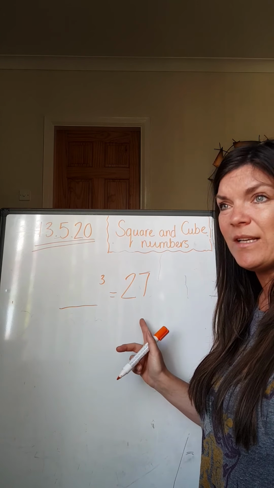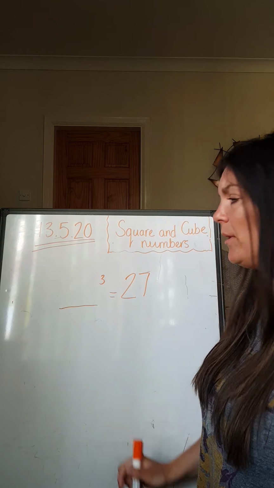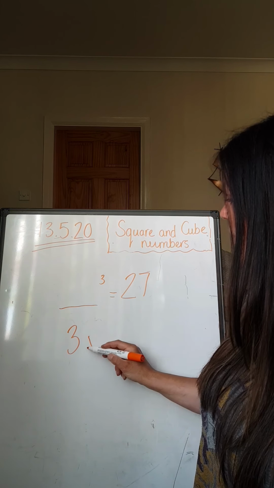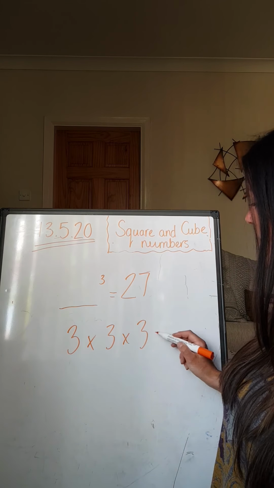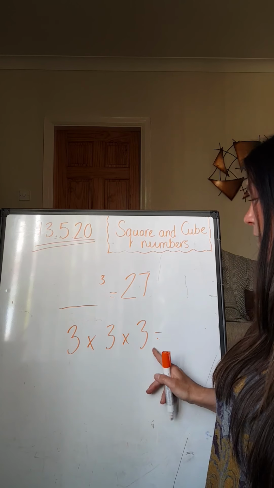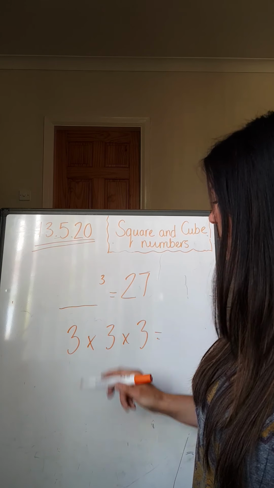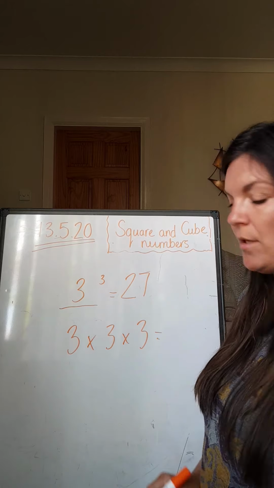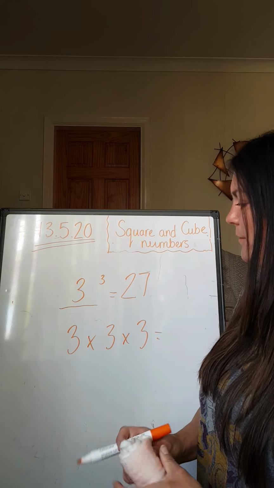Okay, something cubed equals 27. Well, I know 27 is in the 3 times table. It's a multiple of 3. So let's try 3 times 3 times 3, just to save ourselves a bit of time. 3 times 3 is 9. 9 times 3 is 27. I've worked that one out straight away. So 3 cubed is 27.